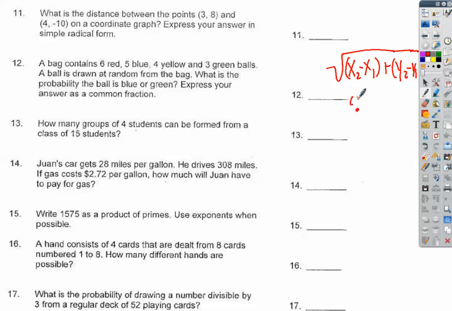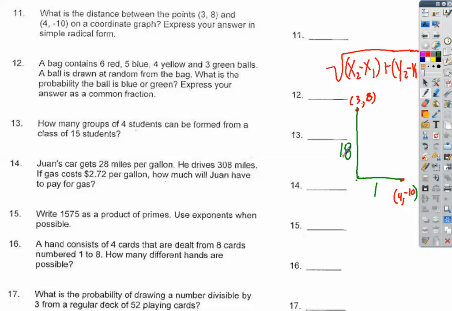So let's call this point (3, 8) and let's call this point (4, -10). What I'm going to do is just make a triangle out of it, right? So what is the distance here? Well, the distance from 3 to 4 is 1. The distance from here to here is going to be 8 going down plus the 10, so that's 18, right?